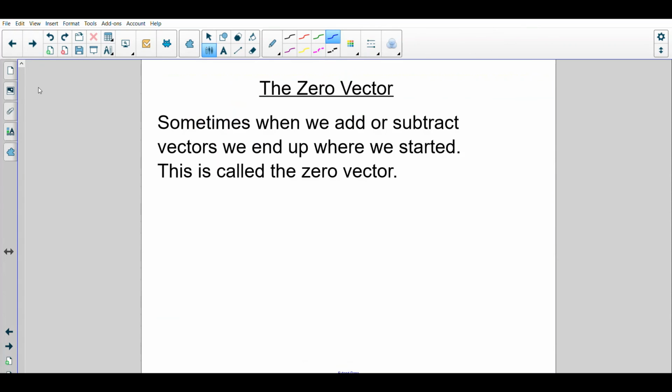Finally, we have the 0 vector. Sometimes when we add or subtract, you can end up back where you started. So you could end up going in a big loop, or you could go there and come back. And so the resultant can sometimes be 0. This is called the 0 vector, and can be represented like this. So if you added on A to negative A, then you get the 0 vector, because you'd have gone and then come back.